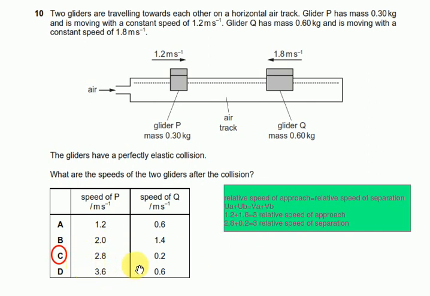So 2.8 plus 0.2 adds up to 3. The rest are not equal to 3 if we add them up. So C is the correct answer.